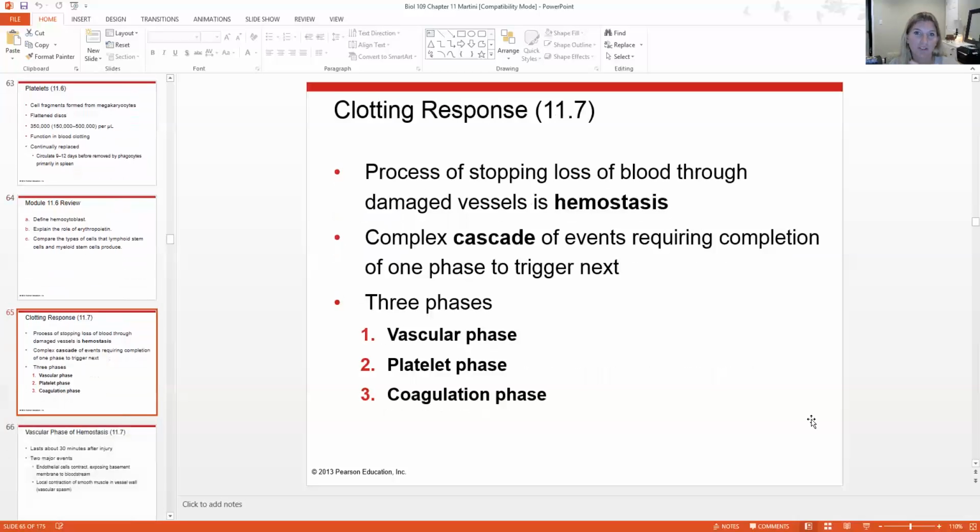Let's talk about the clotting response. Clotting is called hemostasis. Not homeostasis, hemostasis. So hemostasis is the process of stopping blood from flowing out of a damaged vessel. There's a cascade effect that occurs in the clotting process, or in this hemostasis process. There are 3 phases involved in this cascade: a vascular phase, a platelet phase, and a coagulation phase.